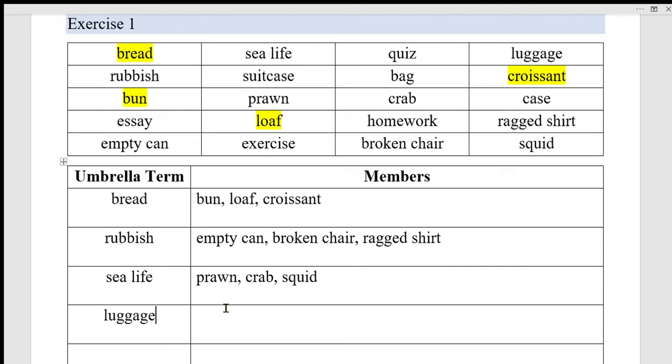Okay, so luggage is an umbrella term. And then what are the examples of luggage? Contoh-contoh luggage tu apa? Okay, we have got suitcase. Suitcase maksudnya the thing that we keep our clothes. Okay, let me show you the picture. Yeah, suitcase.